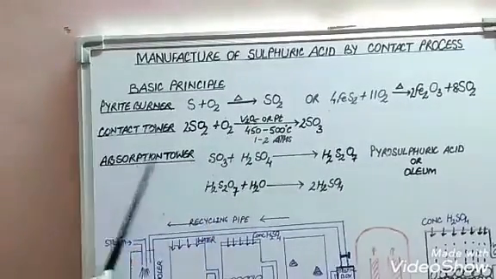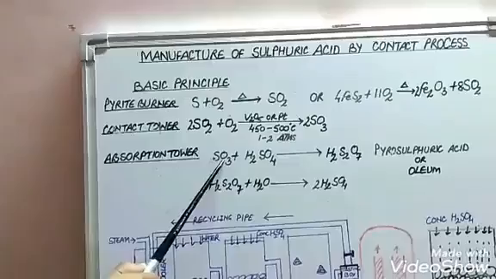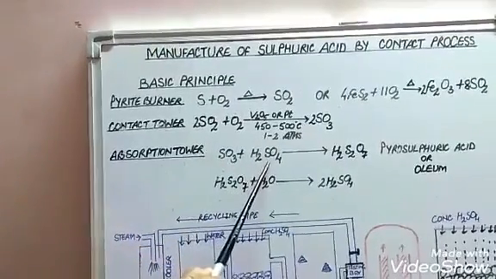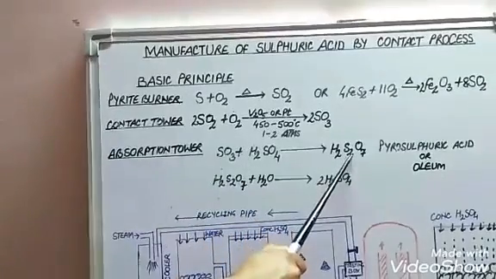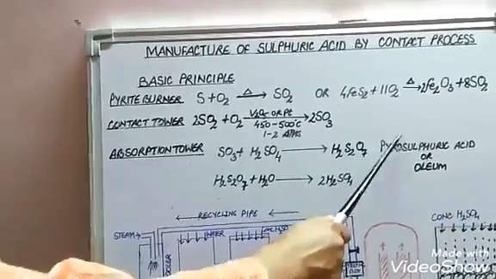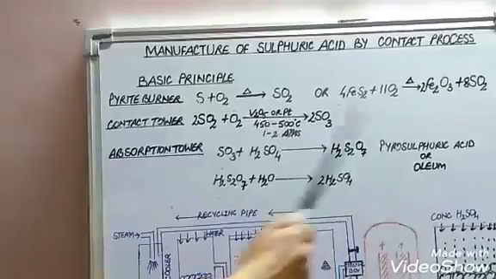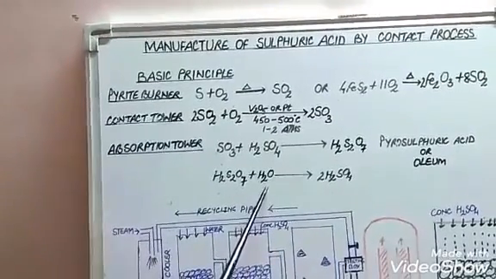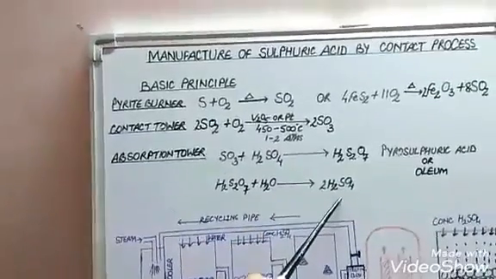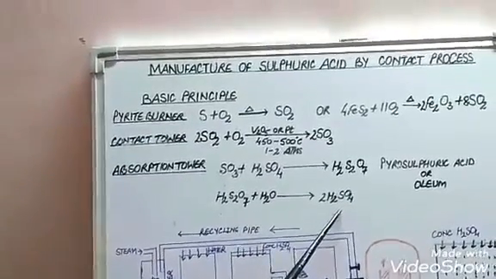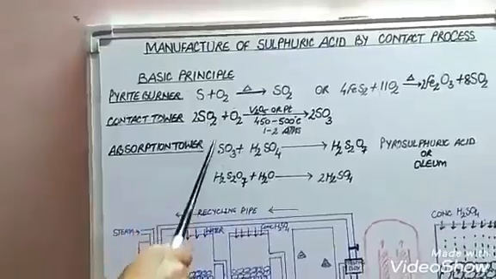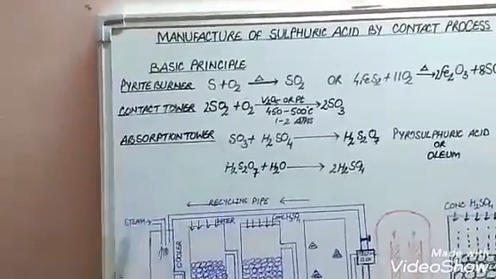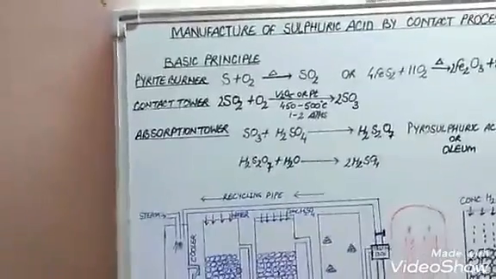asbestos. In the third reaction, sulfur trioxide is absorbed in concentrated sulfuric acid to form pyrosulfuric acid or oleum. This oleum is treated with calculated amount of water to form sulfuric acid of desired concentration. And these three reactions take place in three different chambers of this manufacturing unit.